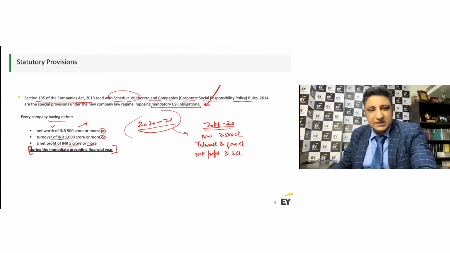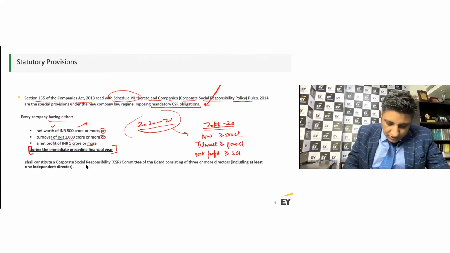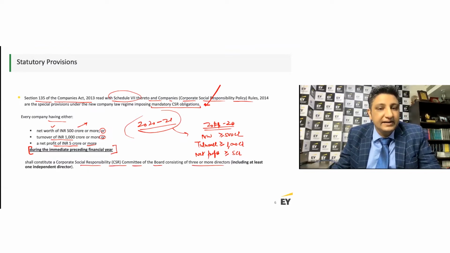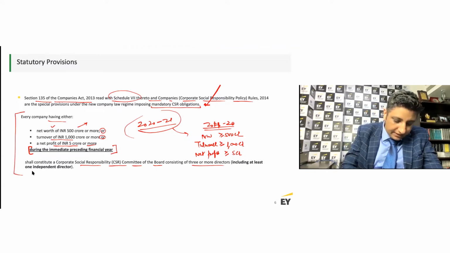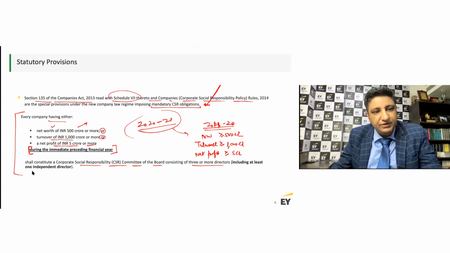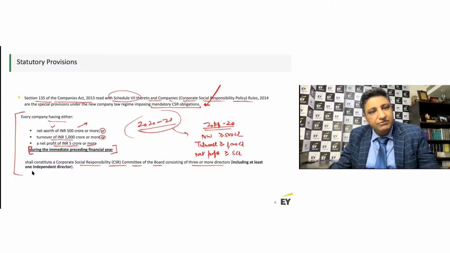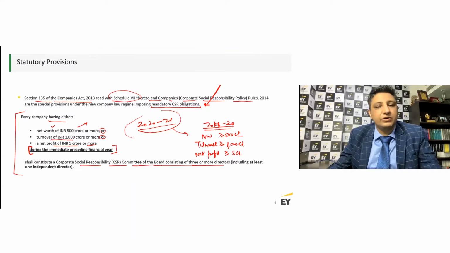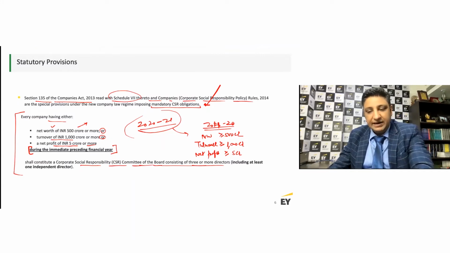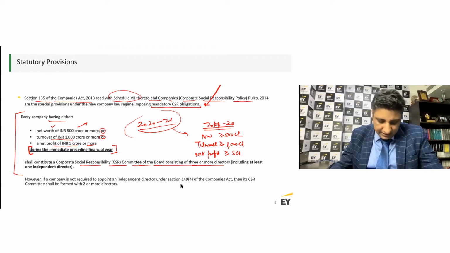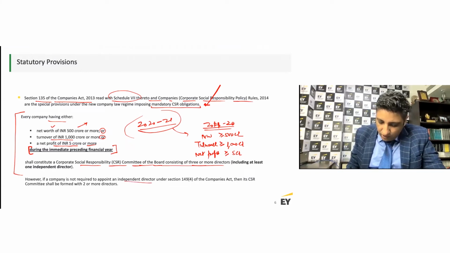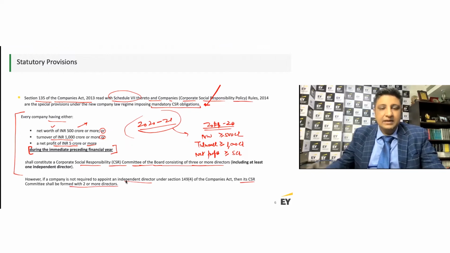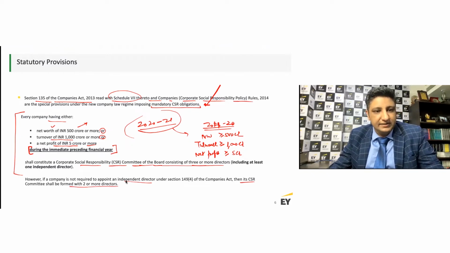But then the due process is that you would need to constitute a CSR committee of the board, wherein there should be at least 3 directors, including 1 independent director. So this is a key and important aspect of the CSR requirements: if you meet any of these benchmarks, a CSR committee has to be constituted with at least 3 board directors, including 1 independent director. Of course, there is a relaxation. If the company is not required to appoint an independent director, then the committee should have at least 2 directors.